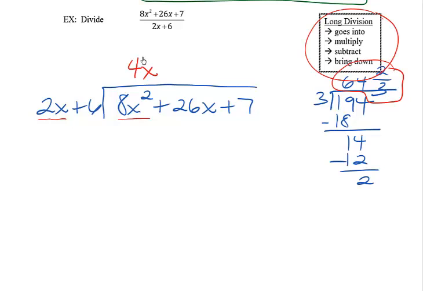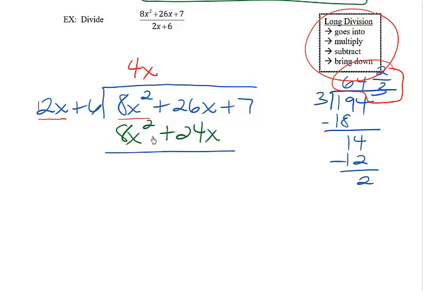Then you multiply 4x times now the entire binomial. So 4x times 2x plus 6. Well, the first term is just going to match because we set it up that way. And then 4x times 6 would be 24x. So again, the goes into step, just the first one here with the first one here, but the multiply, I do the whole thing. Okay, then I need to subtract.